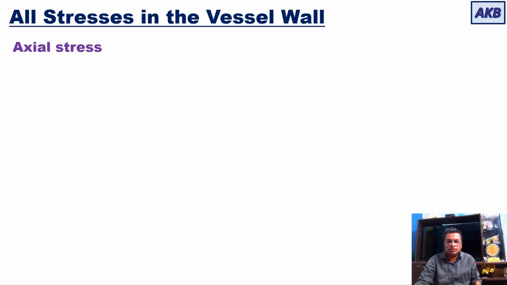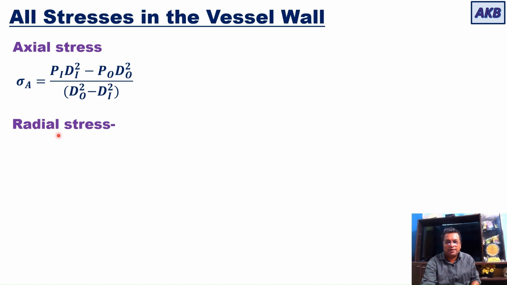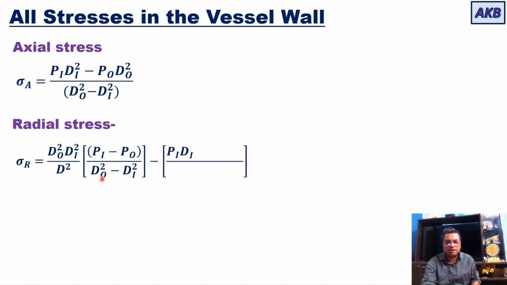Okay. So the equations for these three stresses, let me tell you. Axial stress is given by this equation: sigma a is equal to pi di square minus po do square divided by do square minus di square. Then radial stress is given by this equation: sigma r is equal to do square di square upon d square into pi minus po divided by do square minus di square, minus pi di square minus po do square divided by do square minus di square.